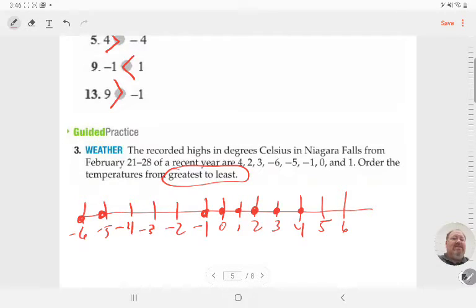And then from greatest to least, this time we would be going from right to left. So we would put 4, 3, 2, 1, 0, -1, -5, and -6. And that would be our answer. Okay?